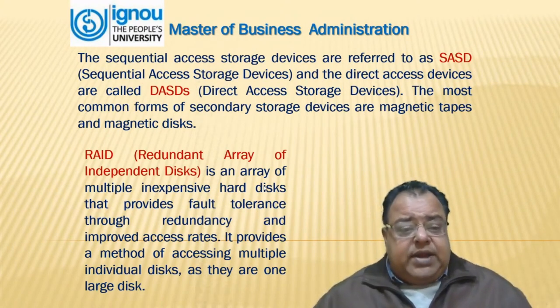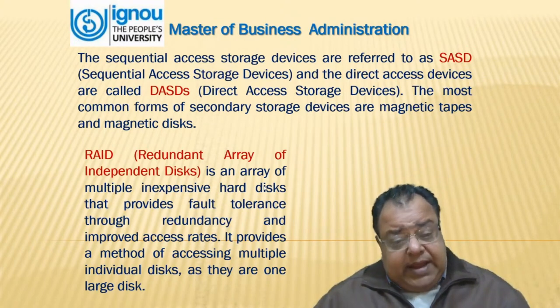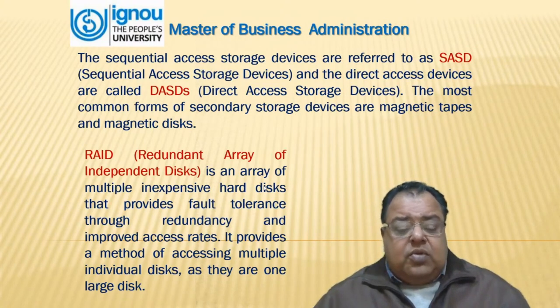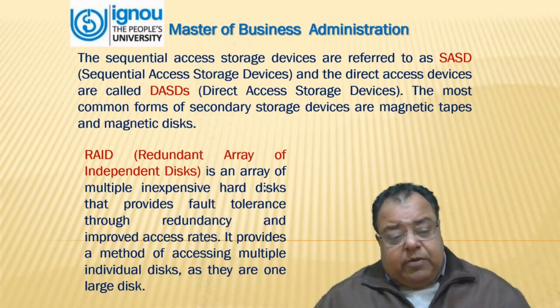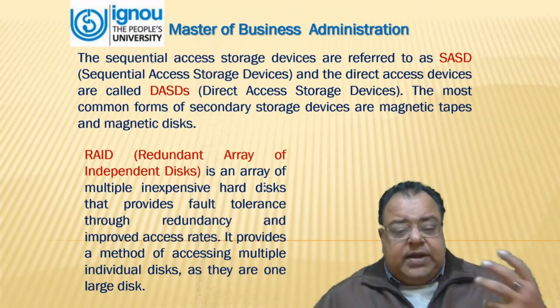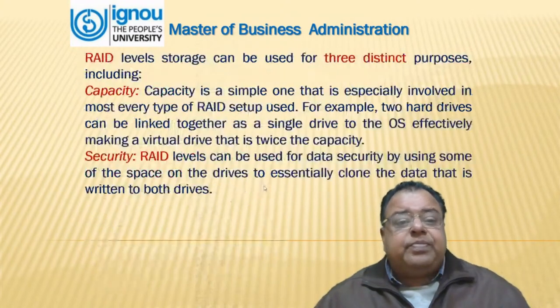Next is RAID, that is redundant array of independent disks. It is an array of multiple inexpensive hard disks that provides fault tolerance through redundancy and improved access rates. It provides a method of accessing multiple individual disks as if they are one large disk.